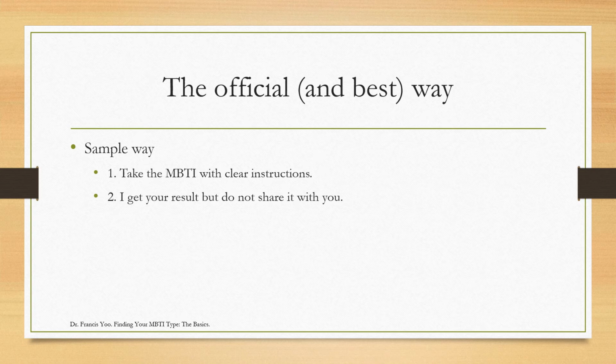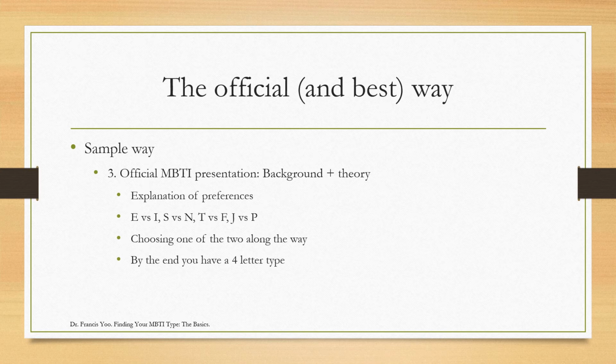So here's a sample of instructions and procedure to find the MBTI type. So number one, you take the MBTI with clear instructions, whether that's paper or it's sent to you or it's the online version. Number two, I, meaning me, not you, I get your result, but I don't share it with you. And then three, you watch my official MBTI presentation where I go over the background, the theory, the explanation of the preferences, what exactly does E, I, S, N, T, F, J, P mean, and along the way, as I explain E and I, it's quite thorough, and then you would choose which one that you prefer, E or I.